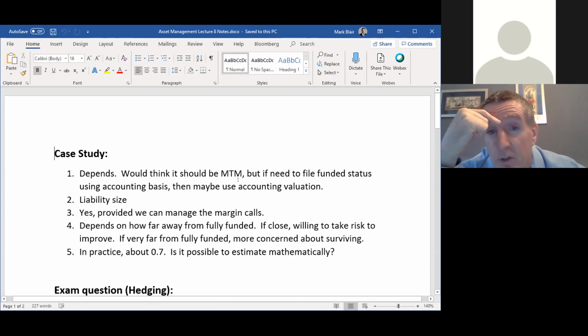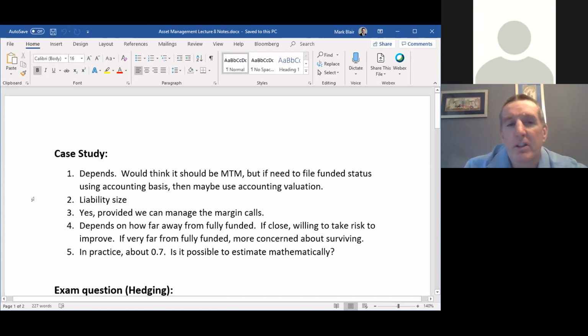Obviously, those two things should ultimately converge, but it's more of a matter of timing. So let's say it could take 10 years for the accounting valuation and the mark-to-market valuation to converge. But let's say you have to file an accounting valuation every 3 years, which indeed is the case for pension plans in Canada. So if it hasn't converged in that time, your best strategy is to hedge to the accounting valuation.